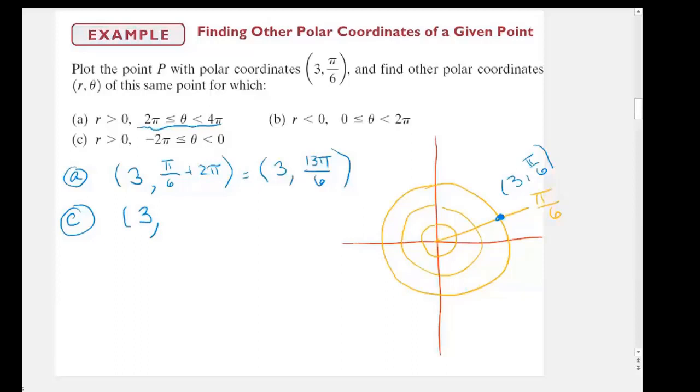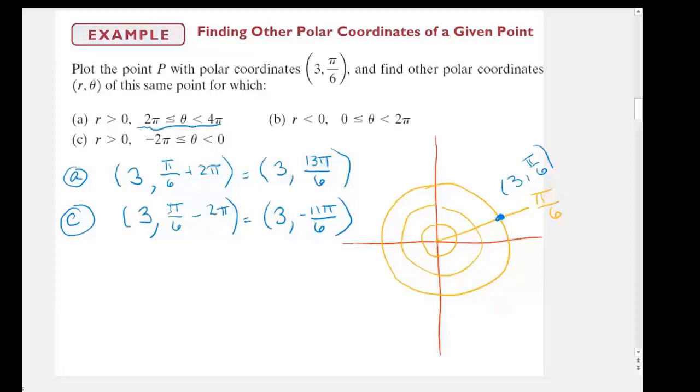I'm going to do C next, because C is the easier one, because again, 3 is my radius. Now, if I want theta between -2π and 0, I can just subtract 2π. If I subtract 2π from π/6, here we have π/6 minus 12π/6, which is the same as -11π/6, which is exactly the same point as (3, π/6).